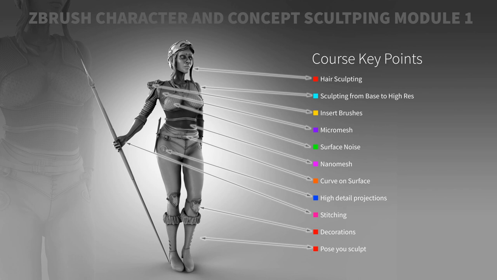Basically this is a model that you can see here, and you can see the course key points that I've got there, such as hair sculpting, sculpting base to high res, create and insert brushes, micro mesh, surface noise, nanomesh, curve on surface brushes, high detail projection, stitching, decoration, posing your sculpt, and also rendering, and a hell of a lot more. So check out the link below to see the full course details and what you're going to get if you decide to purchase the course.